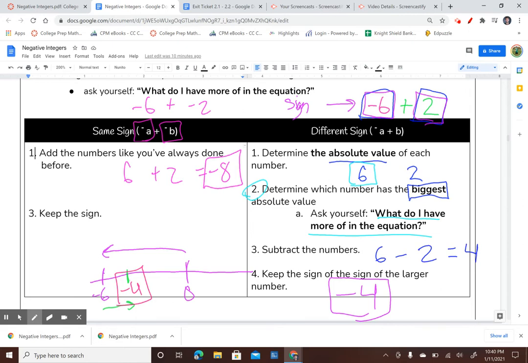So one way of utilizing this algorithm here is not having to draw that number line, and instead just looking at which number is greater in terms of absolute value, subtracting the two numbers or finding the difference between them, and then taking the sign of the larger number. So in this case, 6 is larger than 2, so I take the sign of 6, which is negative, and that's how I got -4.